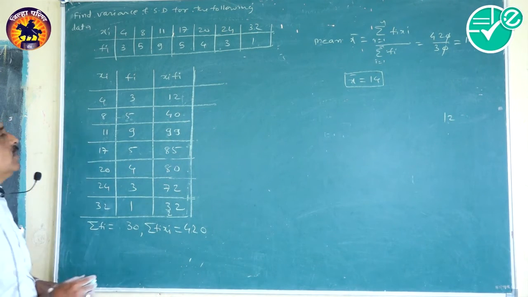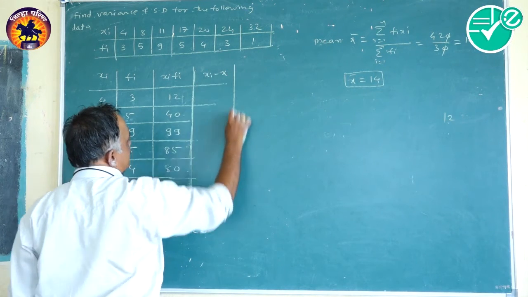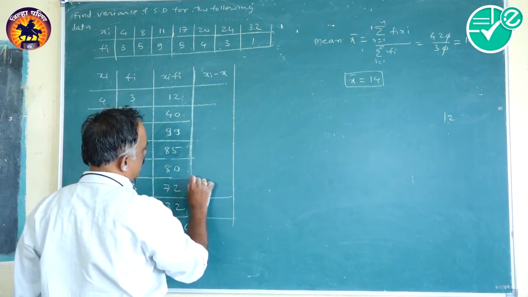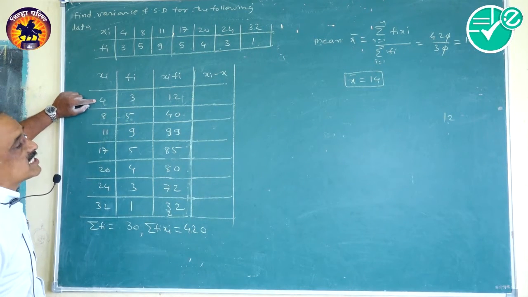After getting the mean, let's get the deviations, that is xi minus x bar. We are going to have the deviations xi minus x bar. Here it is xi, 4.